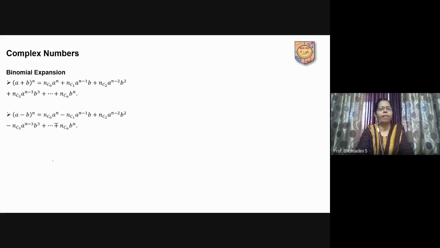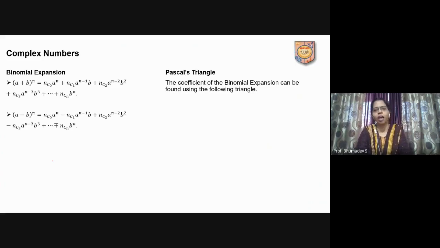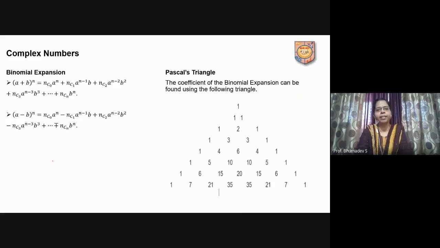In the same way we have (a minus b) the whole power n, in which the signs of the terms will be alternately positive, negative, positive, negative. It depends upon the power n. In order to find the coefficients of these expansions, we are supposed to use Pascal's triangle. The coefficients of the binomial expansion can be found using Pascal's triangle, as I told you right now. The triangle goes like this.